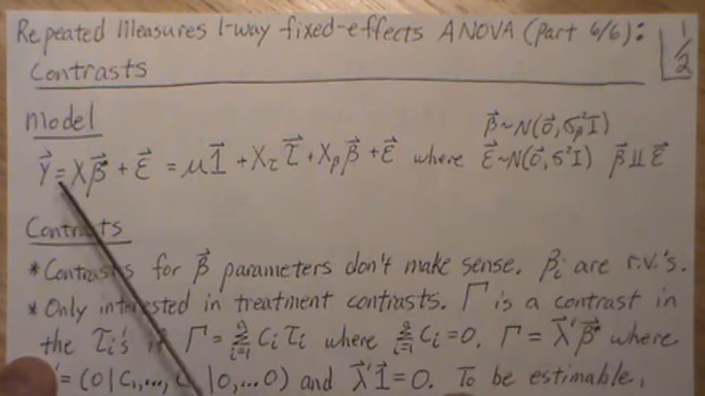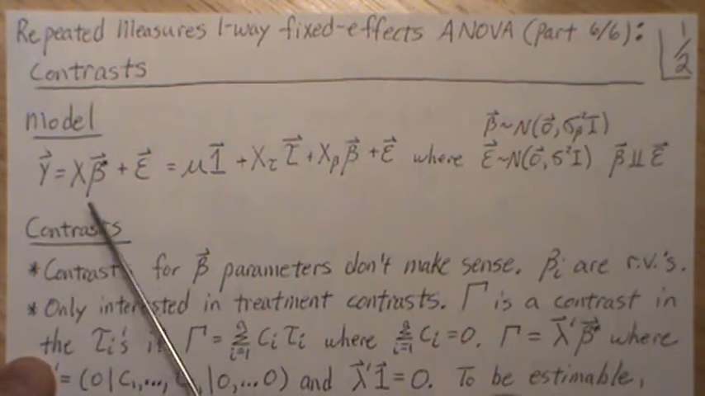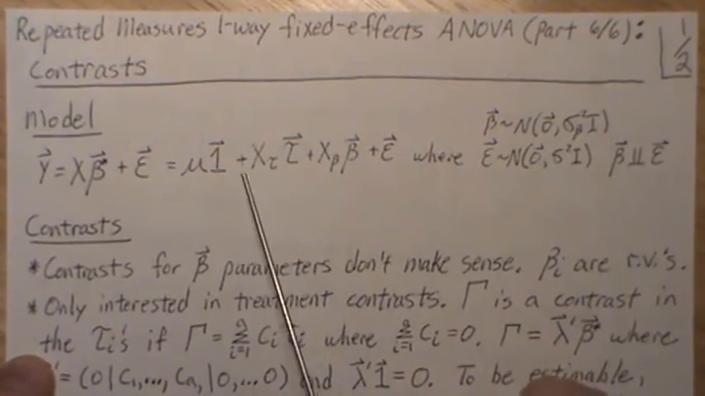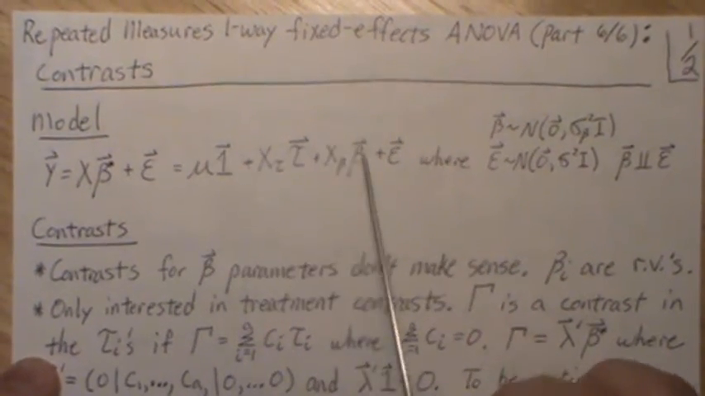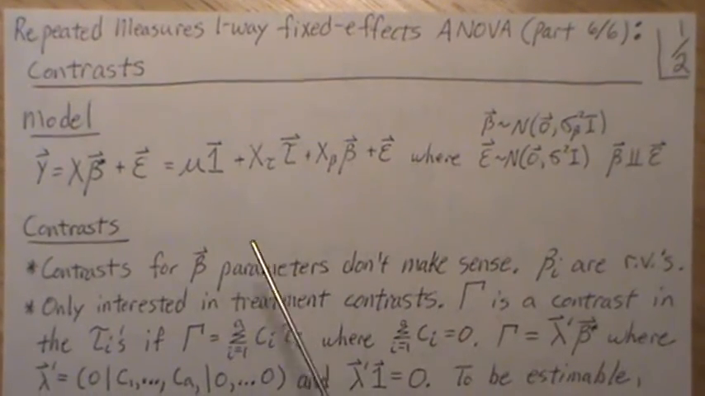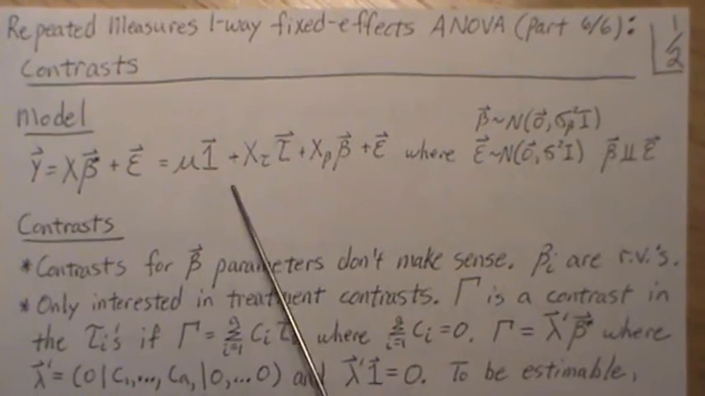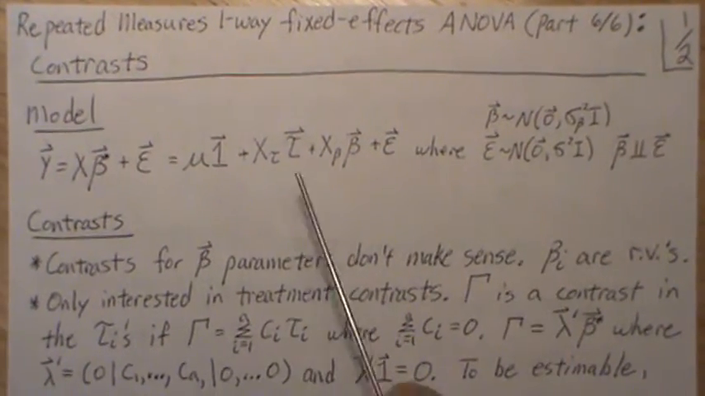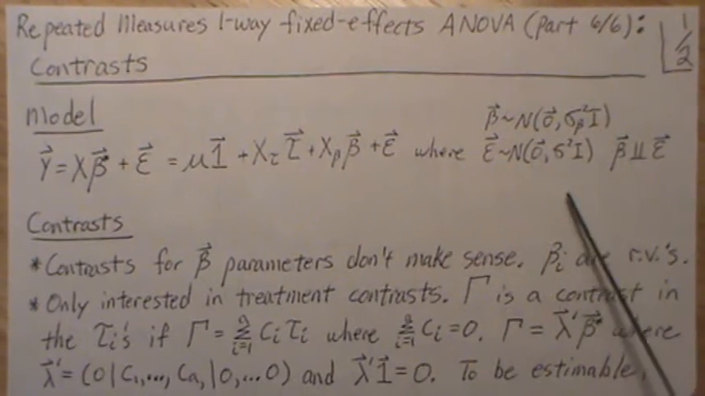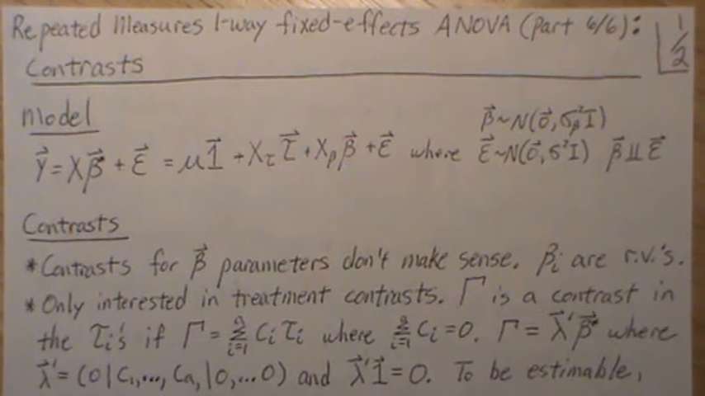Now, as a reminder, the general model is y is equal to x beta star plus epsilon. And then we partition this into an overall mean, treatment effect, and between subject effect plus error. Watch parts 1 through 5 for much more detail on each of those. This is just a reminder. The betas and epsilons are normally distributed with constant variances. The betas and epsilons are independent.